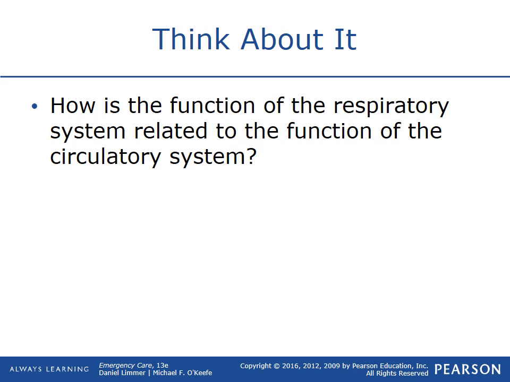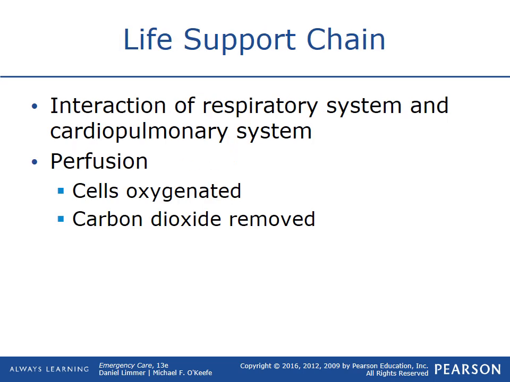So let's think about it. How is the function of the respiratory system related to the function of the circulatory system? They both work together to take oxygen in and distribute it to the cells. So the life chain support is the interaction of the respiratory system and the cardiopulmonary system. This creates perfusion. It helps keep the cells oxygenated, and it helps get rid of the waste product, carbon dioxide.